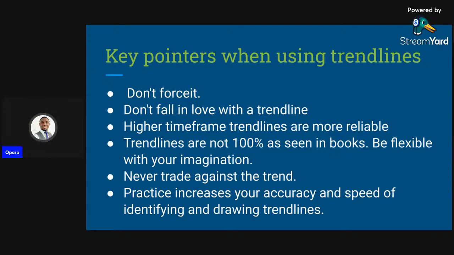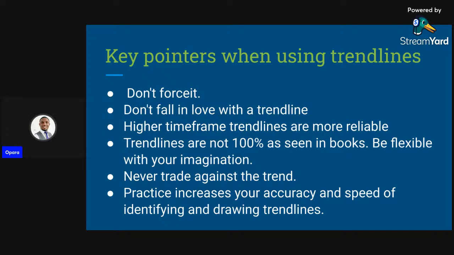If you have drawn them, be rest assured that they can break anytime. Just as our support and resistance broke, the trend line can also break. So an uptrend is going to turn to a downtrend, a downtrend is going to turn to an uptrend, right? So do not fall in love with your trend line. Then the next one: higher time frame trend lines are more reliable. I'm not going to ever get tired of saying this because it's true. Higher time frame trend lines are always more reliable than the minor ones. We call them the major and minor.